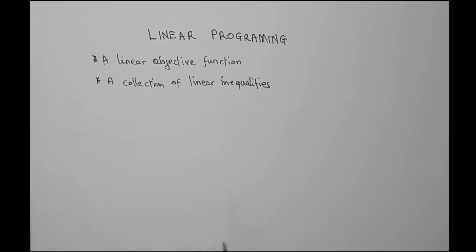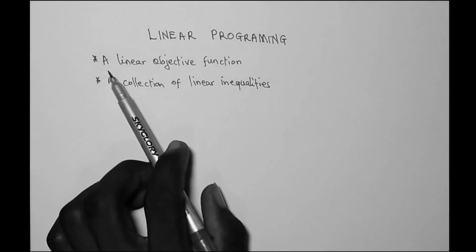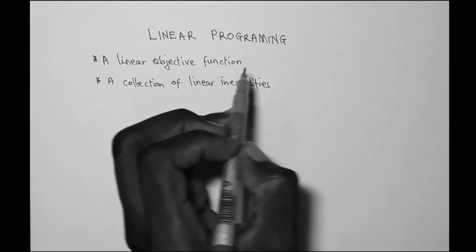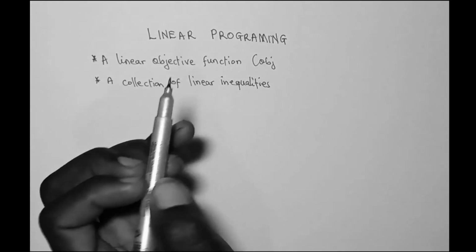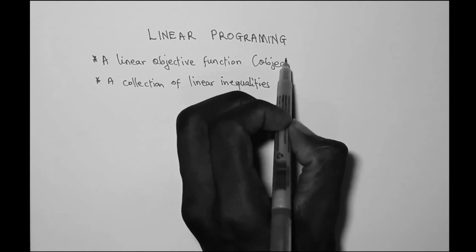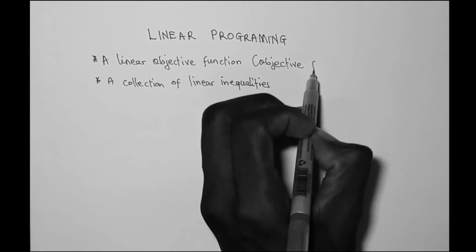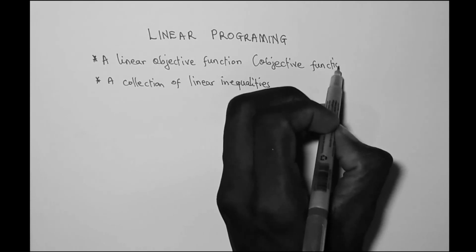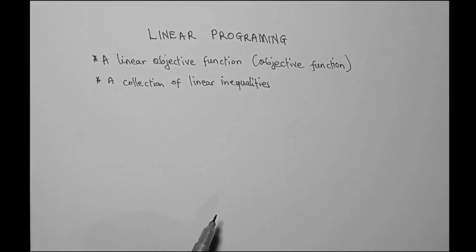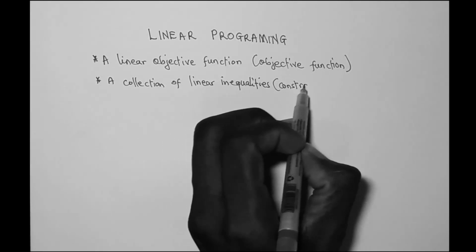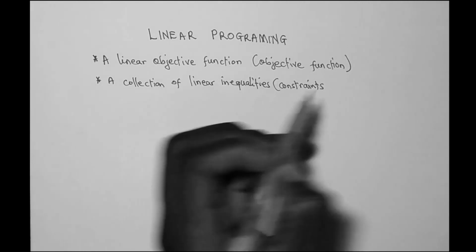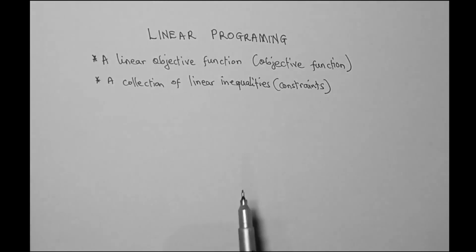So this portion is what leads to what we call the objective function. That is the linear objective function. And that is actually what is minimized or maximized. And then there are the constraints. The constraints are what determine the extent to which the objective function is minimized or maximized.